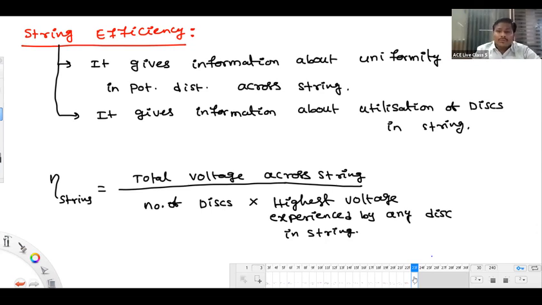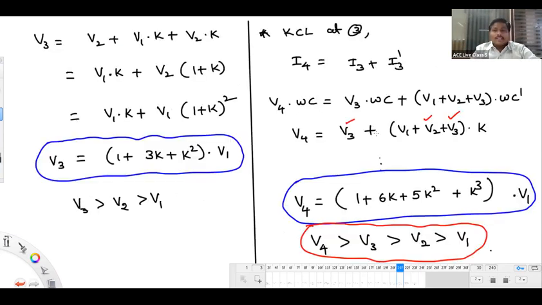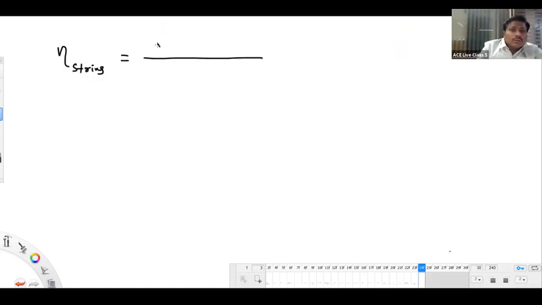So let's take up now, according to the 4-unit string, what we are discussing. I can write string efficiency here. What's the total voltage across the string? V1 plus V2 plus V3 plus V4. Total voltage across the string is V1 plus V2 plus V3 plus V4.